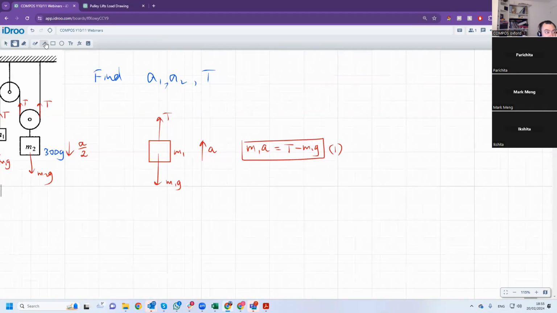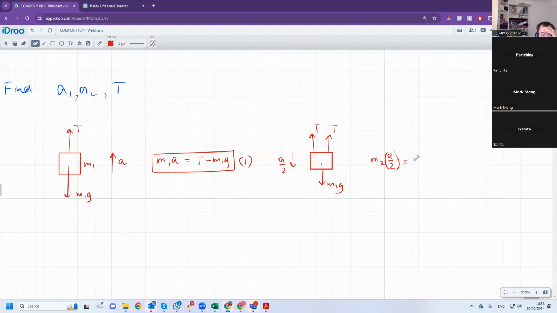Now you draw the second mass. There's M2G and there are two tension forces, T and T, and it's moving down with acceleration A over 2. So writing Newton's second law, M2 times A over 2, mass times acceleration, is equal to M2G minus T minus T, minus 2T.